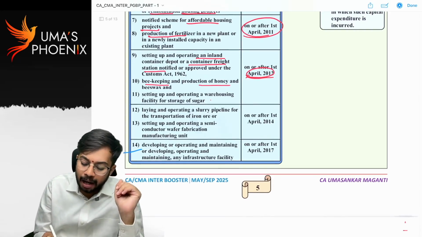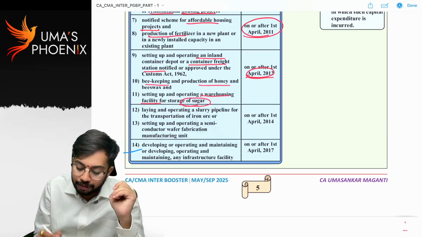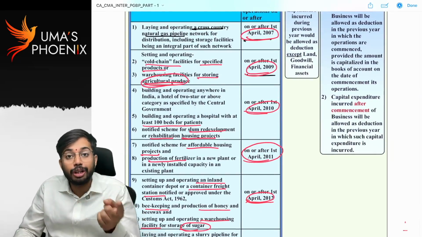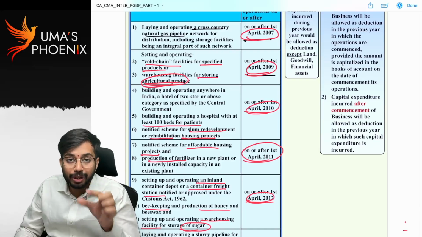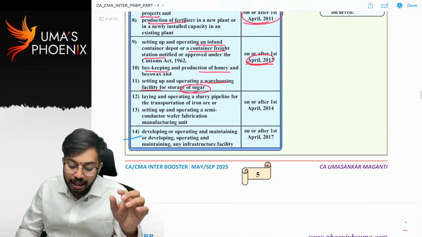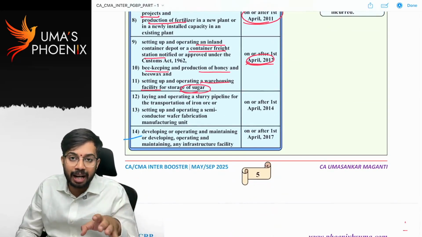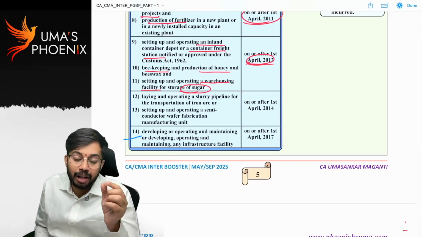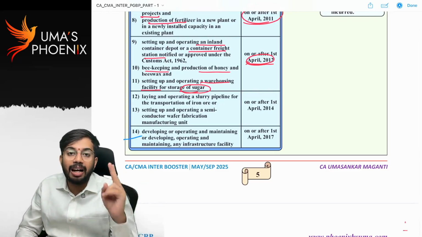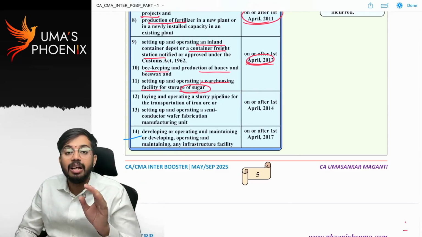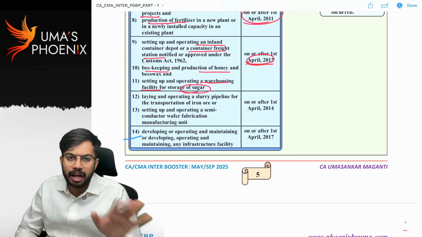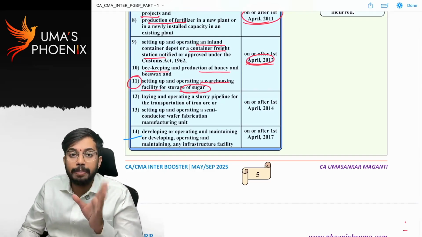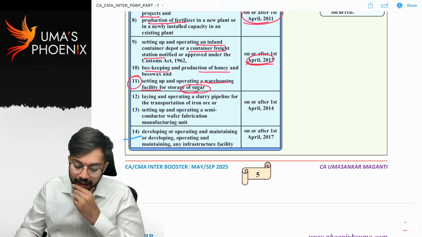Next, setting up and operating a warehousing facility for storage of sugar. See here, for storage of agricultural produce, sugar is not an agricultural produce. Sugarcane is an agricultural produce. But sugar, even though it is not an agricultural produce, is given special recognition. So those who are engaged in construction of warehouses for the purpose of storage of sugar, see, if it is for agricultural produce, under the second point it is classified as specified business. Sugar, even though it is not an agricultural produce, under point 11, if any warehousing facility is started for storage of sugar, that business is also eligible for deduction under section 35AD.